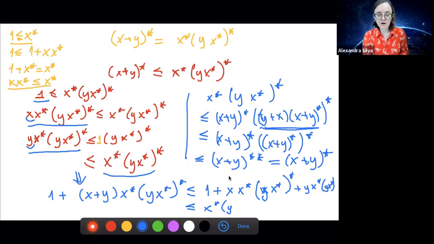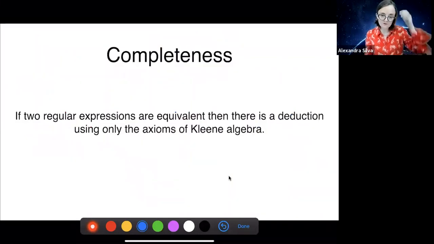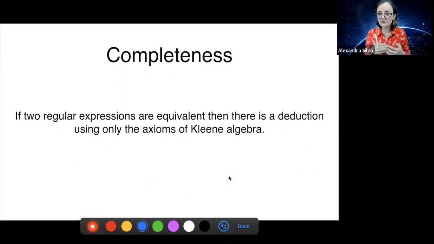Okay, so this is about proving things with the axioms. What I want to do for the rest of the lecture really is showing you completeness. So as I said before, the reason why this list of 14 axioms is so powerful is that if two regular expressions are equivalent, then there is a proof using only these axioms. And this is a very strong statement because it says whatever you want to show about regular expressions, you should be able to do using the axioms.